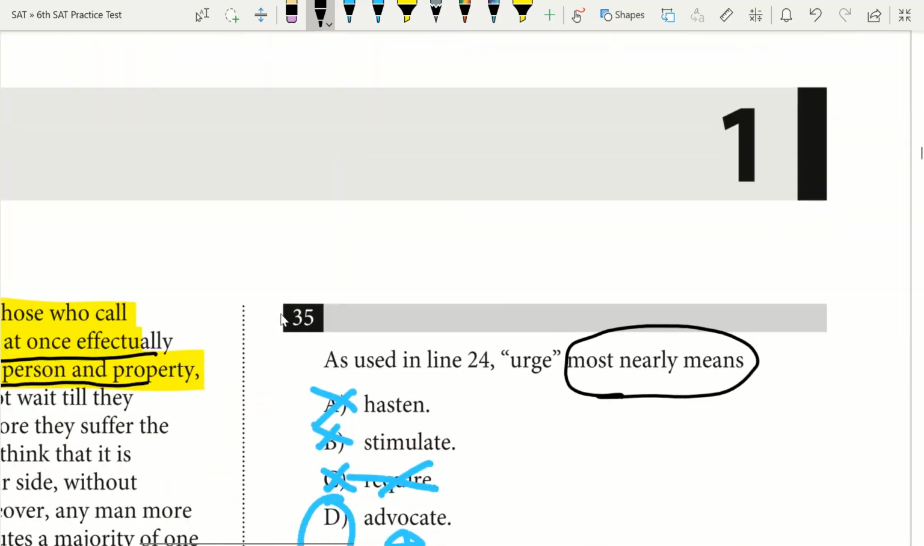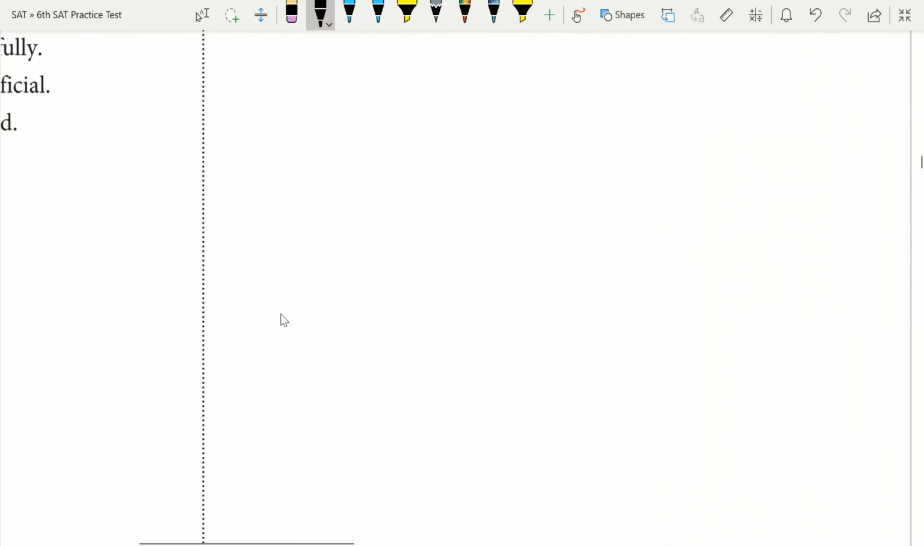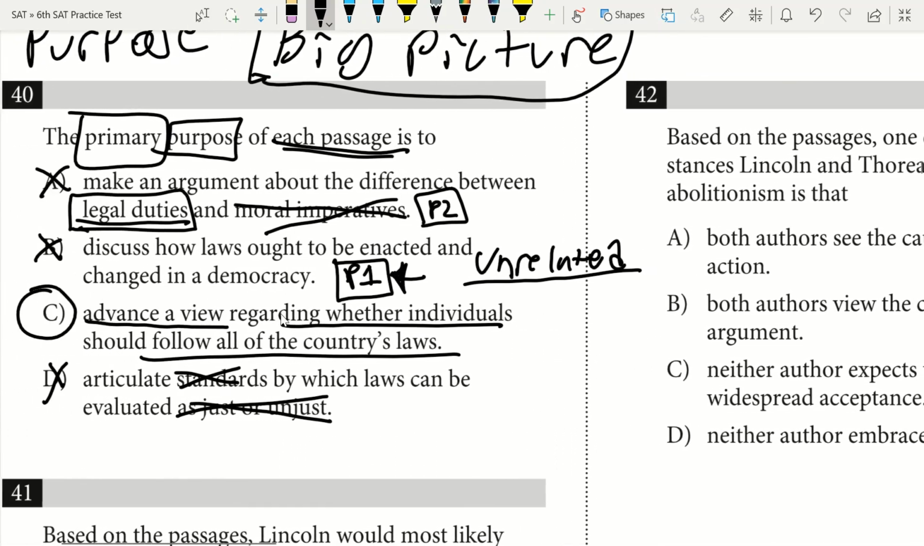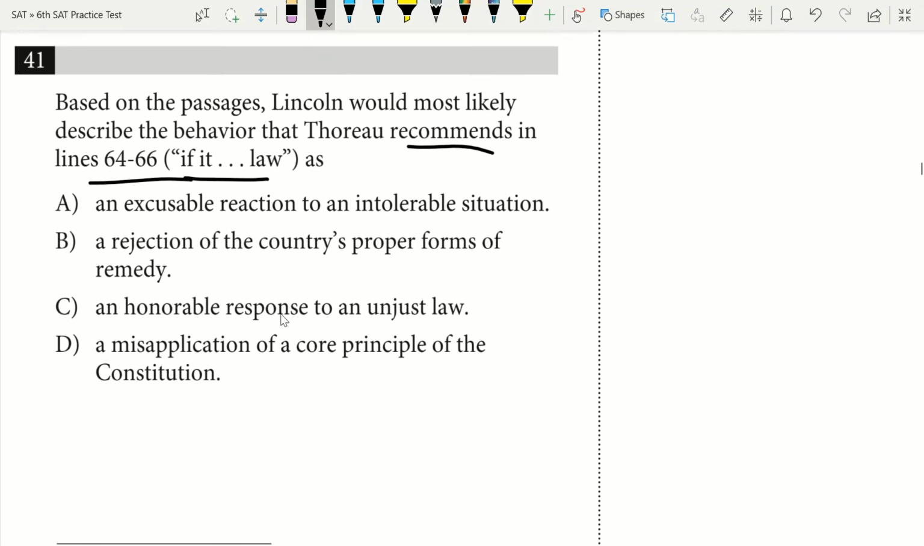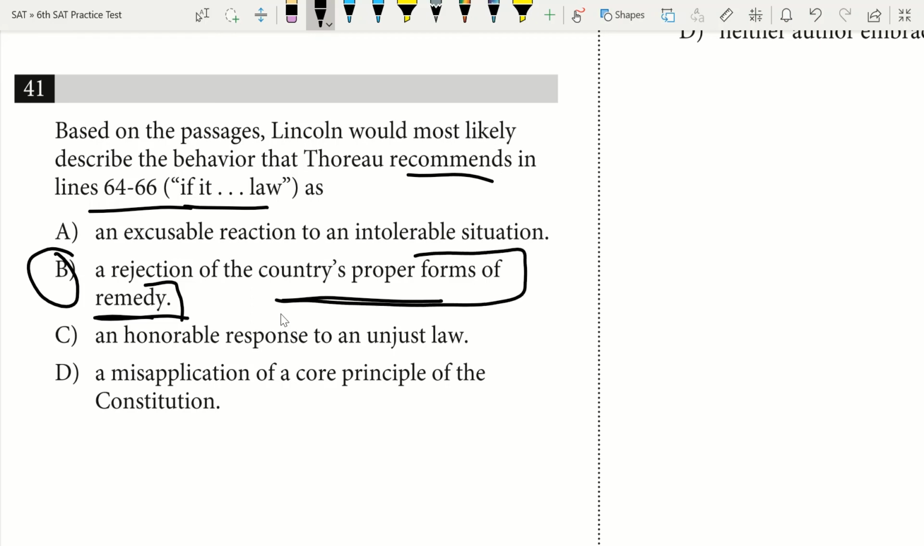Lincoln's saying take the proper path to changing the law, but don't break it, okay? Don't break it until it doesn't need to be broken. Don't break it, just change it, okay? So Lincoln is very, very adamant about this, and he would actually argue that that's a rejection of the country's proper forms of remedy, right? He's saying that's rejecting that proper form of remedy, being changing the law through the judicial system, or through the legislative system, rather. Okay, so he's really saying that you're rejecting the country's proper form.